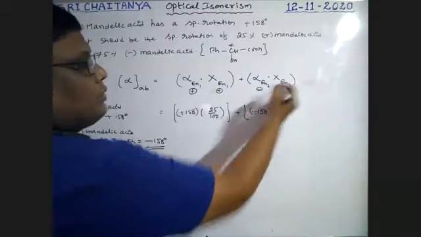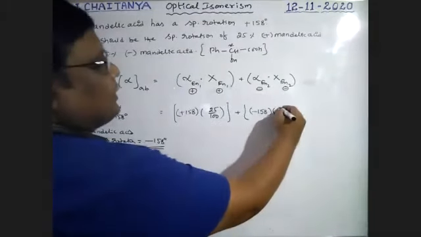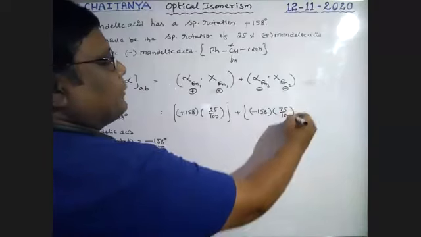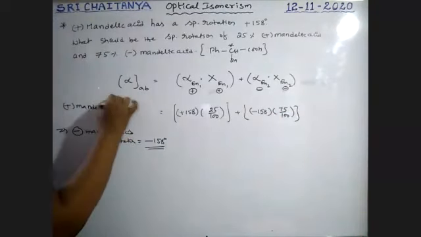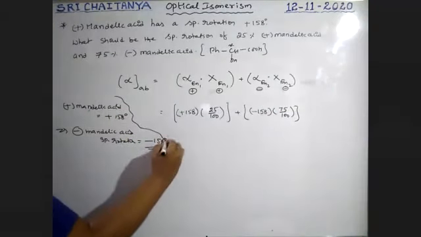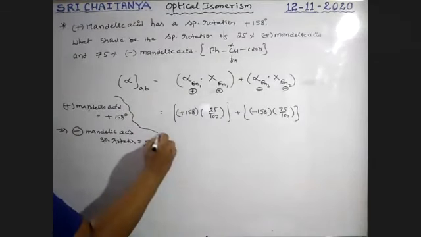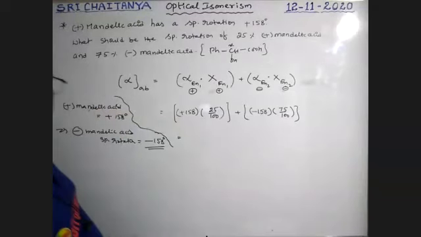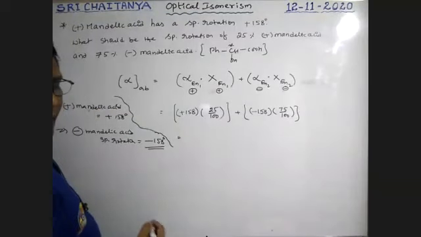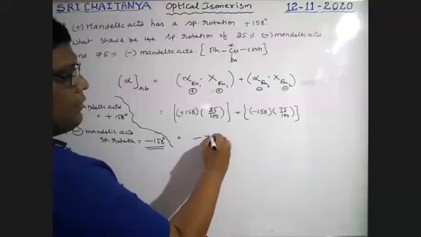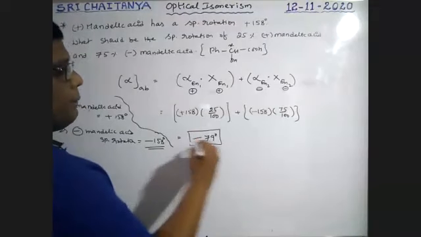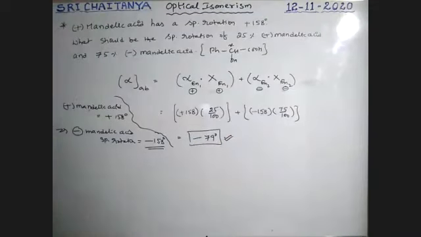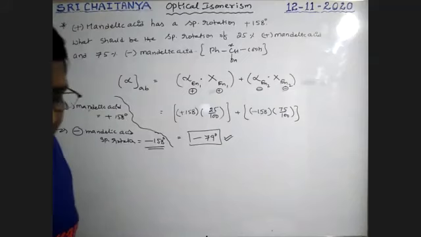into the second enantiomer's mole fraction, that is 75%, 75 by 100. That implies the total observed rotation, how much will we get? That is minus 79 degrees. Minus 79 degrees is the final answer.